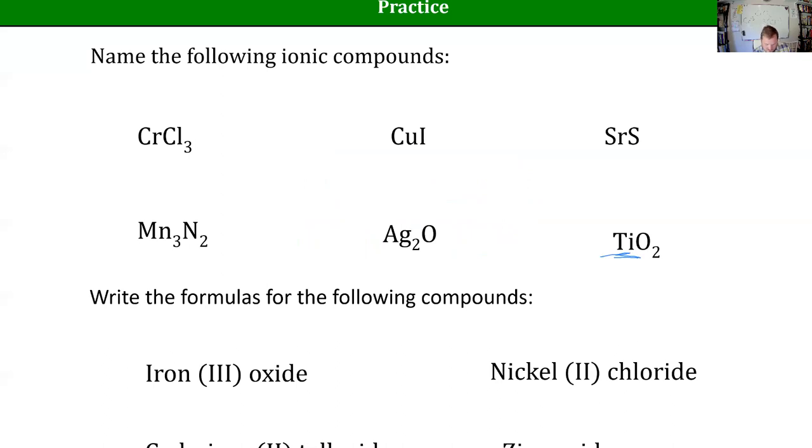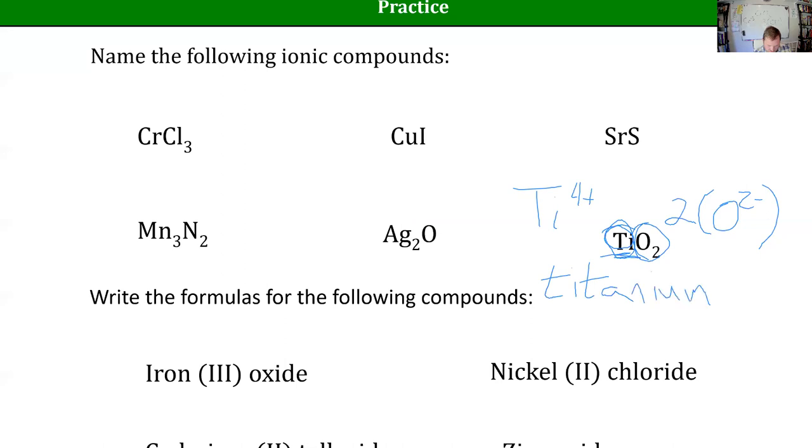So let's look at this last one, Ti and O2. There's two oxygens, and each oxide has to be negative two, and one titanium. So our titanium has to be four plus to counteract both of the oxides. So the name of this compound is titanium four oxide.